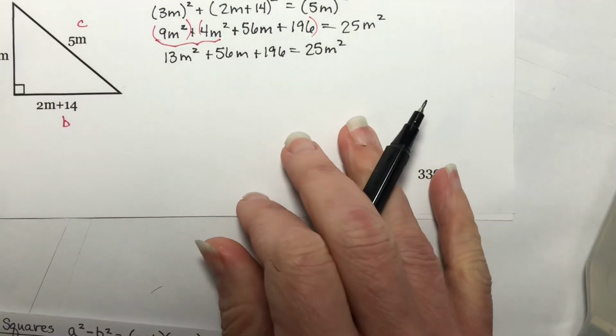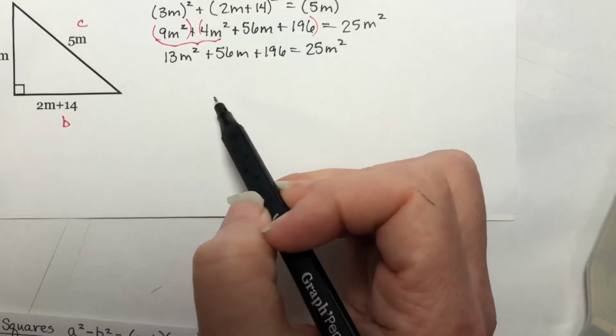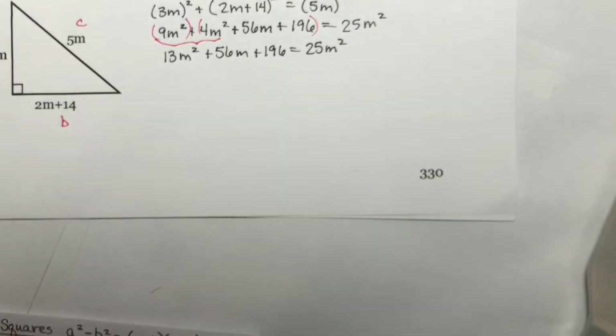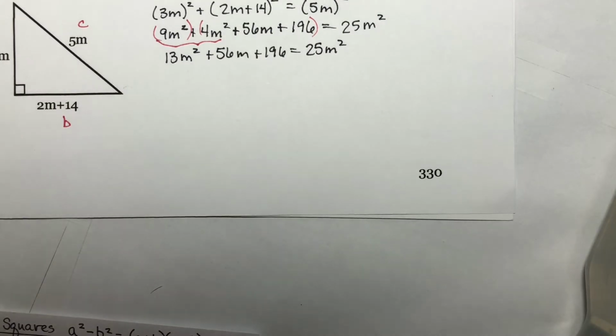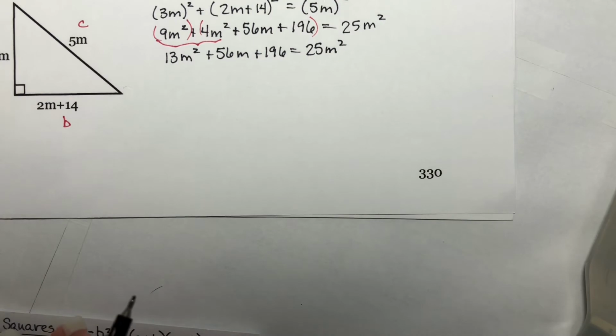Okay, so I see that I have an m squared that's not going to cancel out. So I'm going to need to use factoring, the quadratic formula, something to get m by itself. And in all of those cases, it's easier if the number in front of your square is a positive number. So I have two options here.